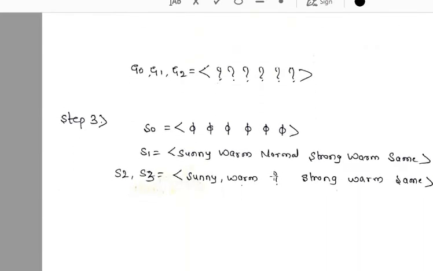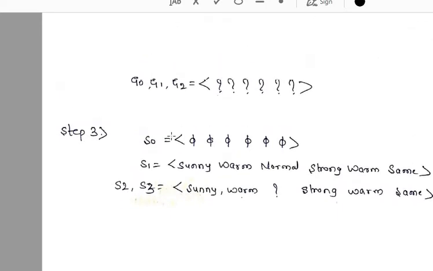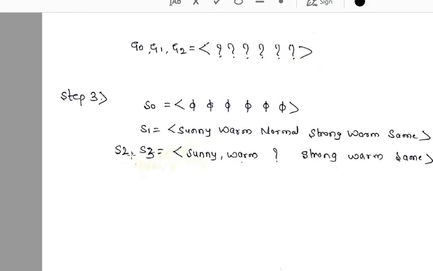As we know that the specific boundary cannot classify the negative example, I am writing the same value for the next step also. So whatever the values of S2, we have to repeat it for S3, because the specific boundary only works on positive examples. So S3 becomes the same: sunny, warm, question mark, strong, warm, same. As you can see here, I have written the same thing, S2, S3. That means S2 and S3 both are taking the same attribute values.